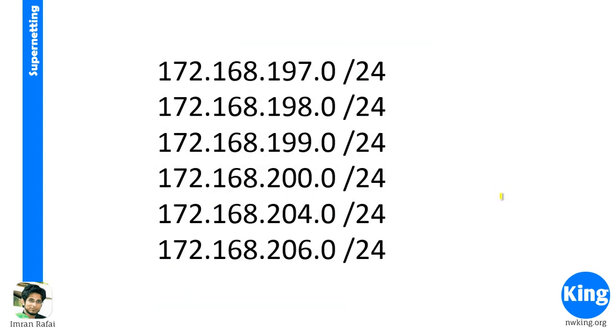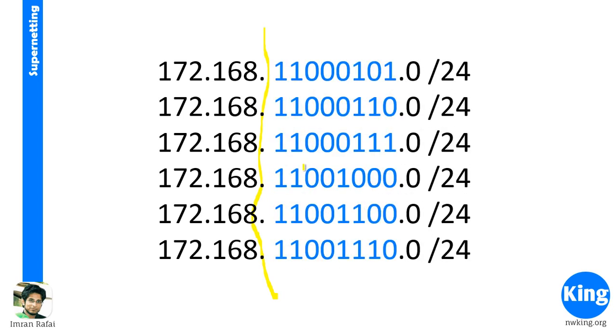Right, let's say there were 6 networks like this: 172.168.197.0, 198.0, 199.0, 200.0, 204.0, 206.0/24, all of them. How do we summarize these 6 IP addresses into one IP address? Firstly, we need to check where this changes. So the first 2 octets don't change at all, so we are not bothered about it. The change is happening in the 3rd octet. So let's just convert that into binary. In this, let's see where is the change.